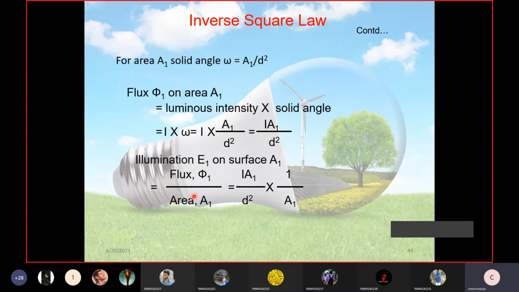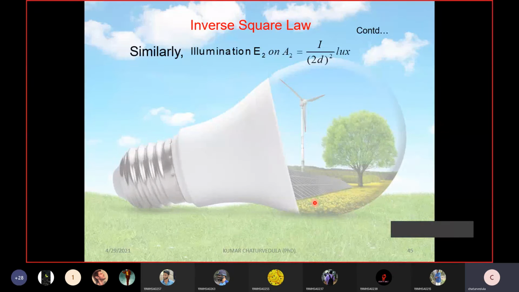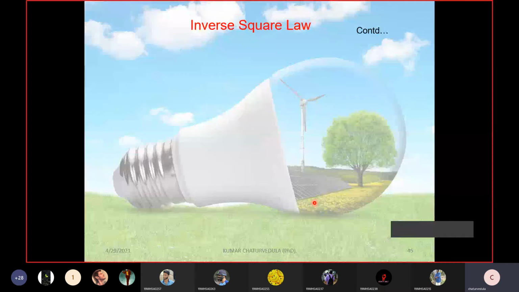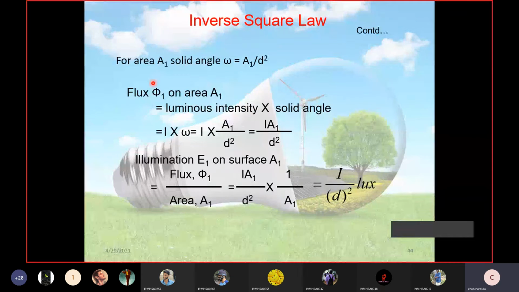So I by d square lux is the illumination of surface A1. Then similarly, you can easily understand that illumination on surface area A2 is I by 2d square lux. So here, in case of surface area A2, solid angle omega is equal to A2 by 2d square. So here I into A2 divided by 2d square into 1 by A2. So A2 will get cancelled, and I by 2d square will be available here.